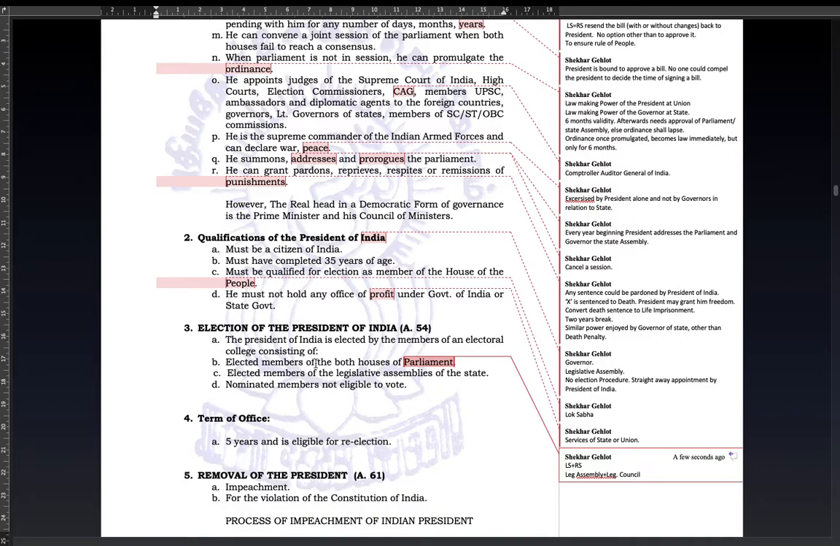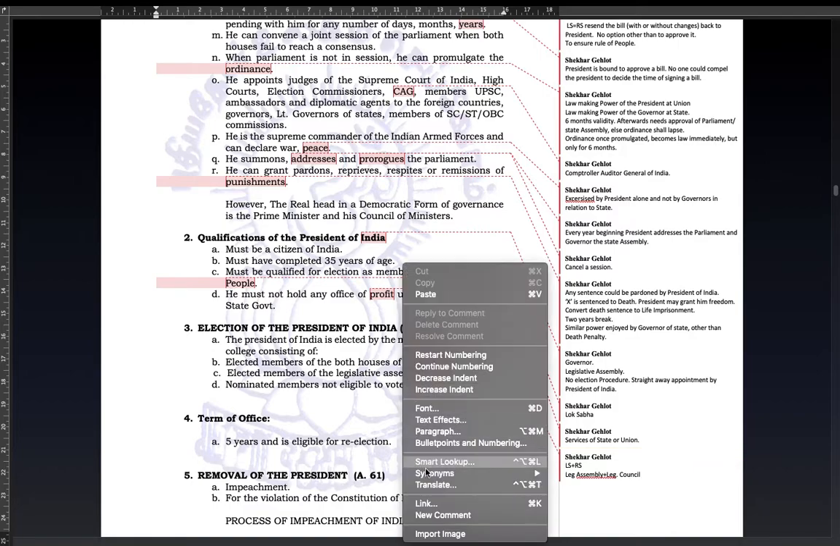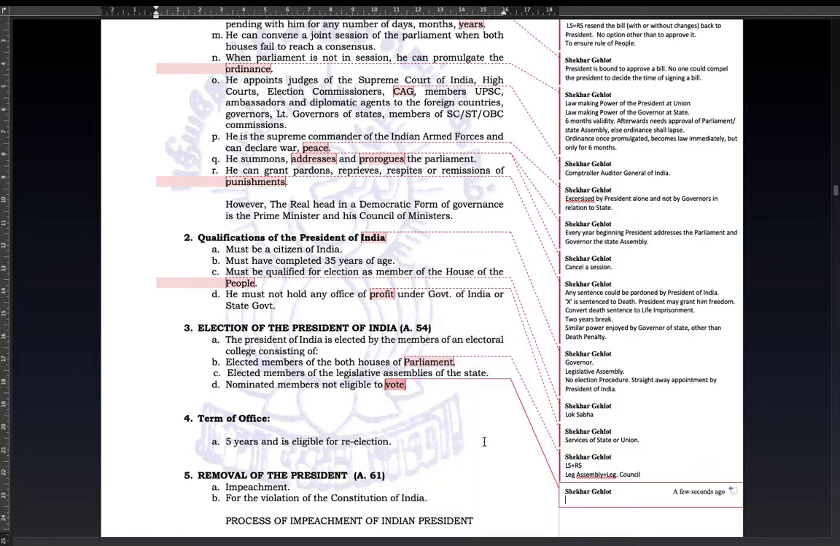Now we should understand that only elected members of both houses or elected members of legislative assemblies shall be eligible to vote. Nominated members shall not vote. There are some members in all the houses, like in Lok Sabha, Rajya Sabha, or legislative assemblies, who are nominated and not elected. They do not have right to vote. Like Sachin Tendulkar was a member of Rajya Sabha. He was a nominated member of Rajya Sabha. So when the elections to the President of India, that is Shri Pranab Mukherjee, was happening, Sachin Tendulkar was not eligible to vote.